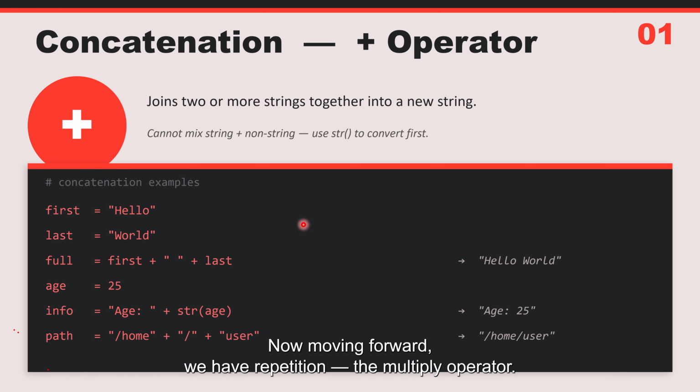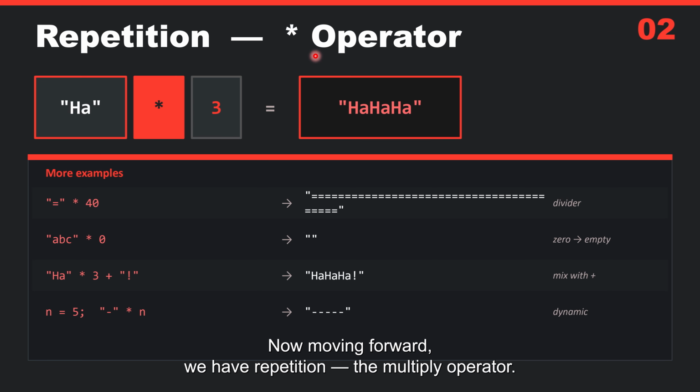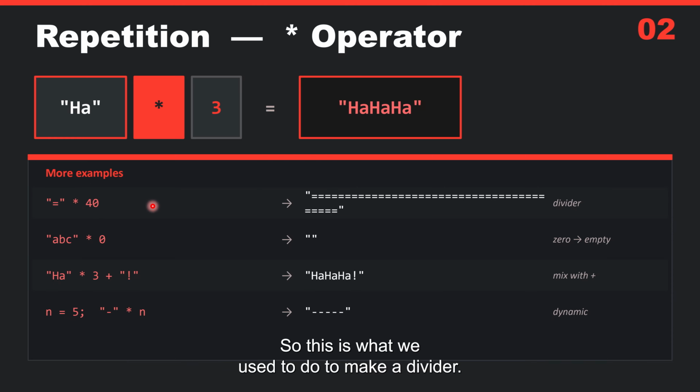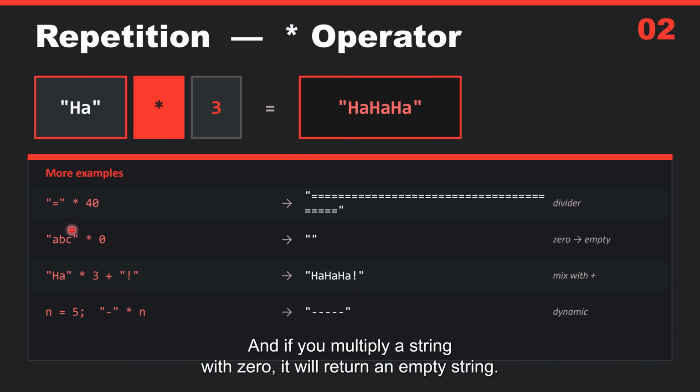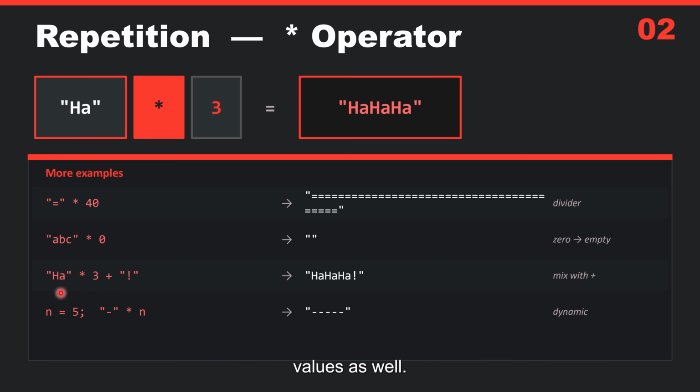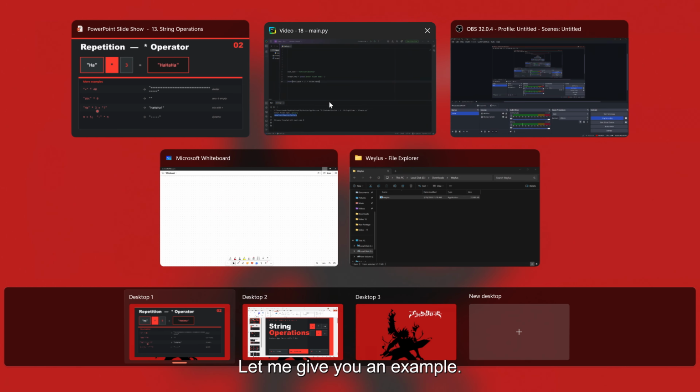Now moving forward, we have repetition, or the multiply operator. The multiply operator has been used in our examples a lot since our print video, and you can see here, line equals to dash into 40. So this is what we used to do to make a divider, and if you multiply a string with 0, it will return an empty string. In the same way, you can see here we can multiply alphanumerical values as well. If we see any kind of string, we can multiply it. Let me give you an example.